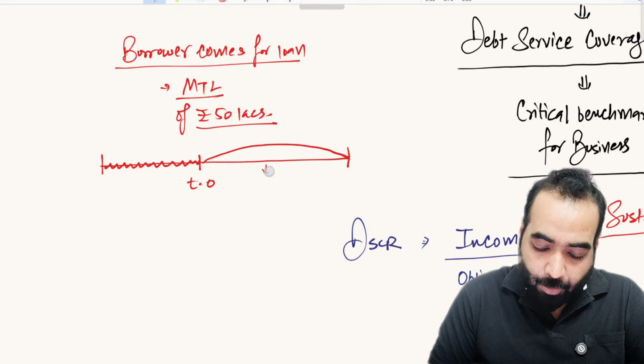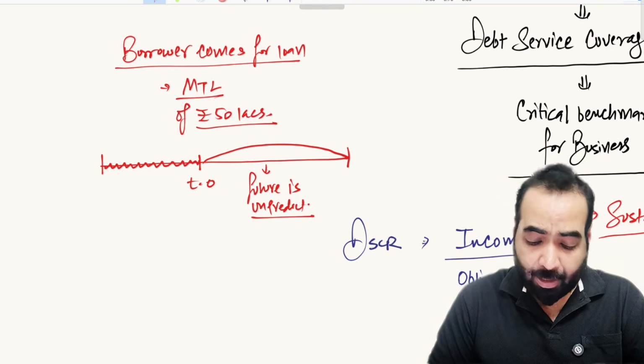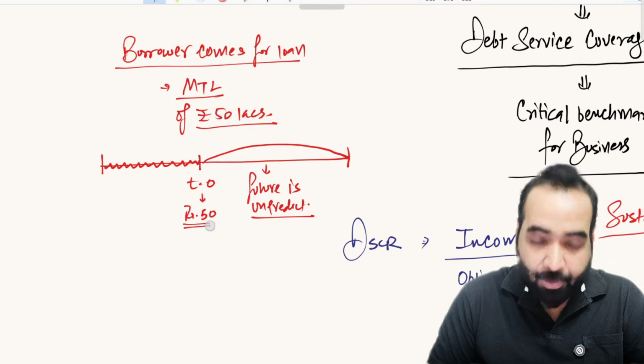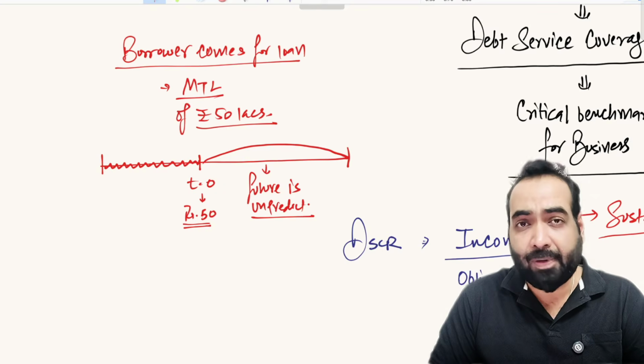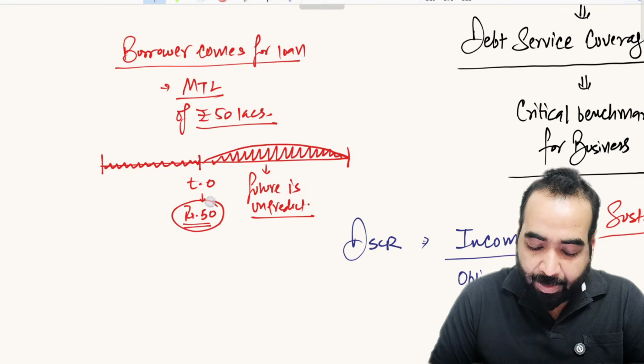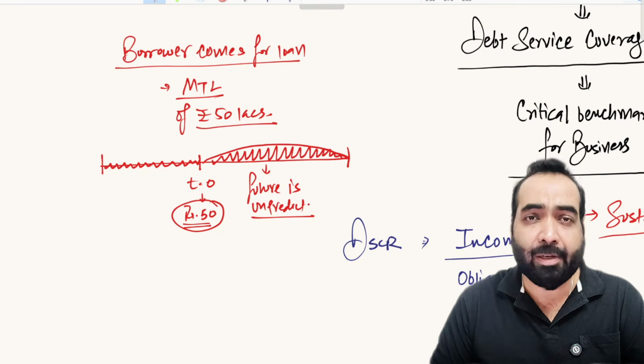So you already know the future is unpredictable. You cannot predict the future, it is uncertain, right? So the machinery term loan of rupees 50 lakhs you are giving to the borrower today. You are giving the loan of rupees 50 lakhs today, and he will repay these 50 lakh rupees in the coming future. The future period will be the period in which these 50 lakh rupees loan will be paid back to us by way of monthly installments, right? Monthly repayment of principal and interest.